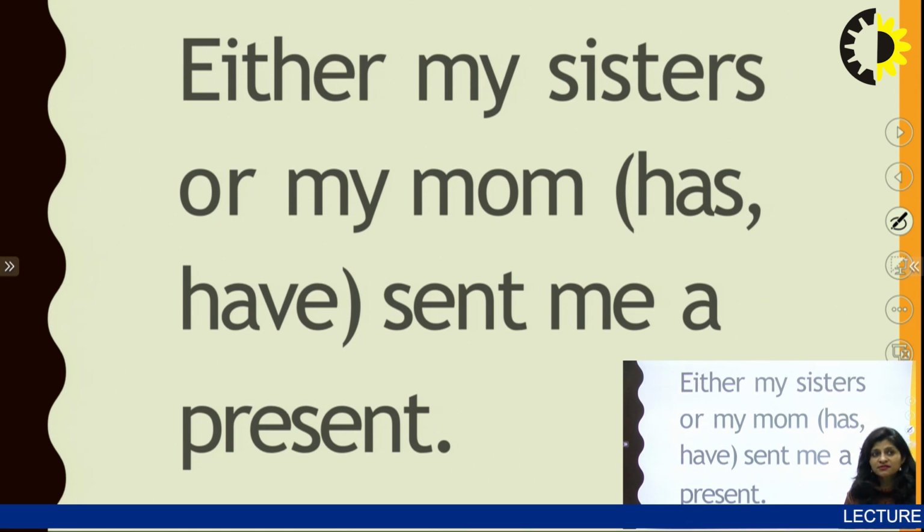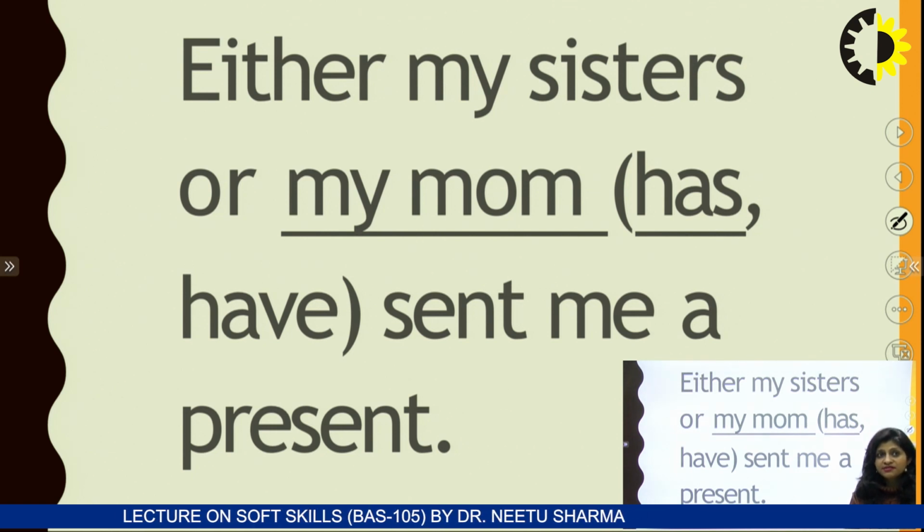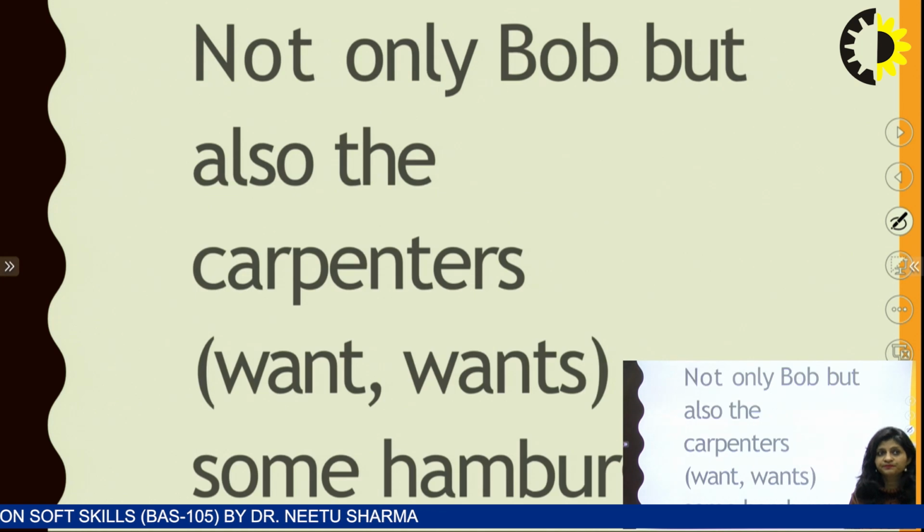Either my sisters or my mom has or have sent me a present. So my mom is a singular subject which is nearest to the verb. So we are going to use a singular verb here, right? Either my sisters or my mom has sent me a present.